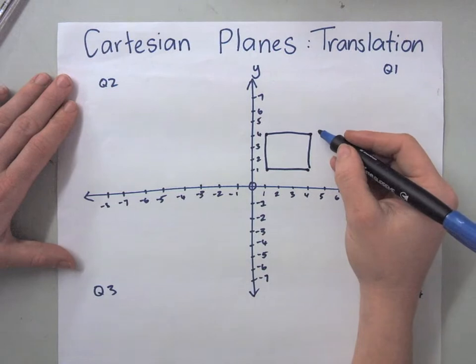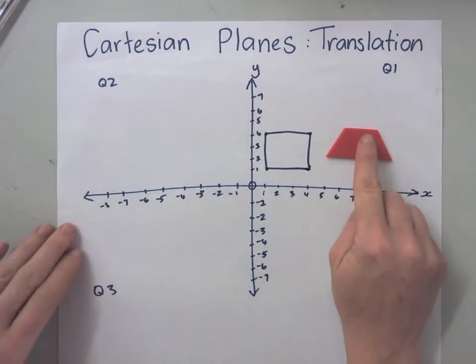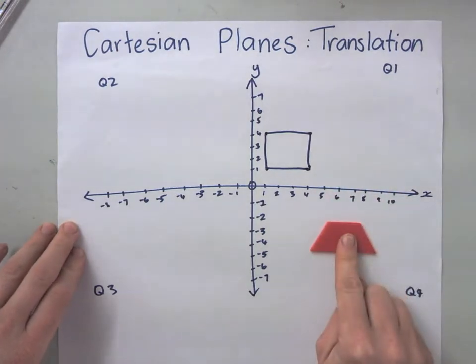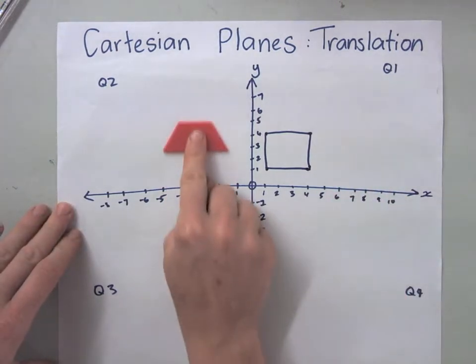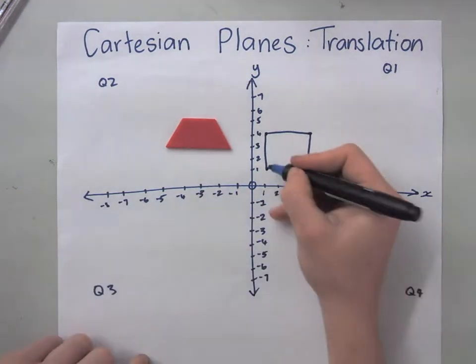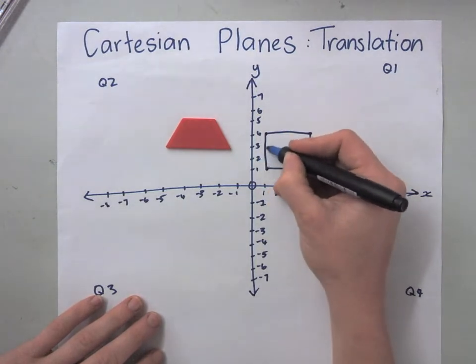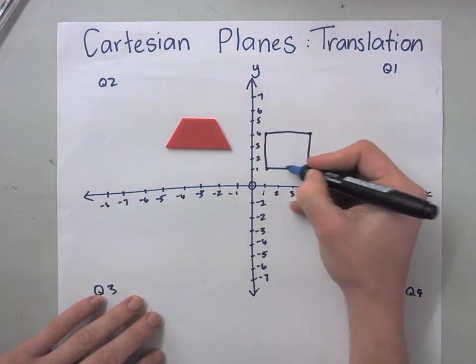So to translate a shape, we're not rotating the shape, we are simply shifting the shape. So if I get a shape and I place it on my Cartesian plane, I can shift the shape without rotating it anywhere on my Cartesian plane. Now this is called translation. So what I'm going to do is translate this shape. It's 1, 2, 3 high and 1, 2, 3 wide.